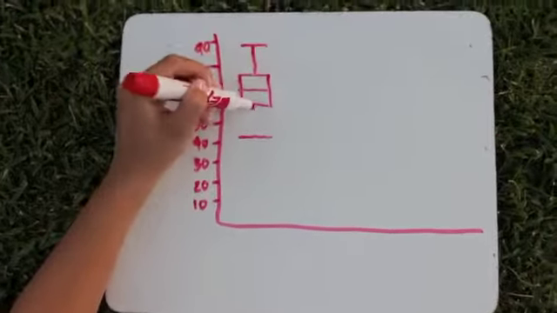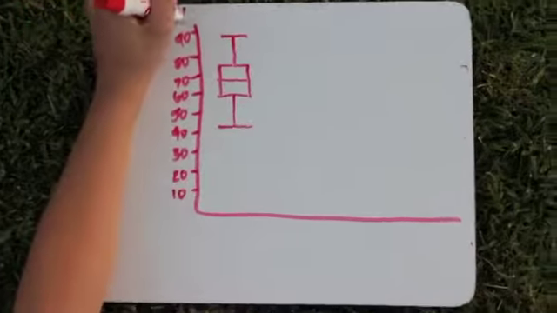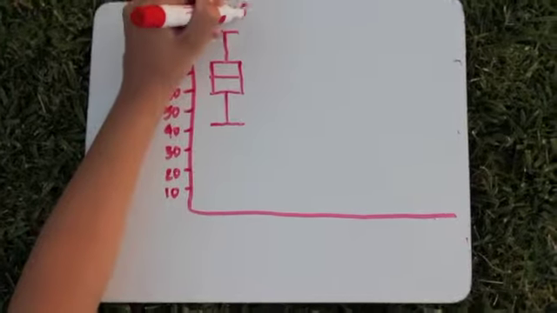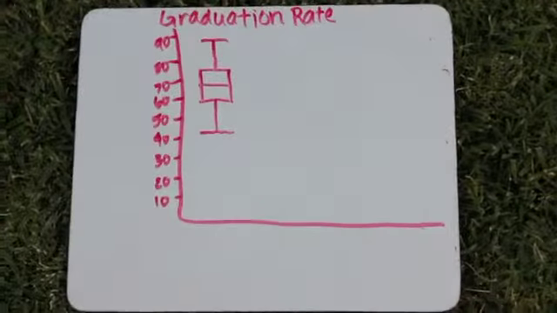We then connect the Q3 lines to the Q1 and connect the upper fence line to the top of the Q3 and the lower fence line to the bottom of the Q1. It is very important to label your graph.